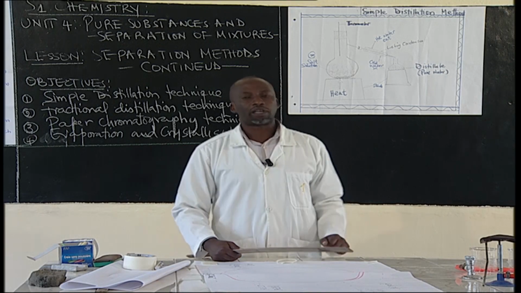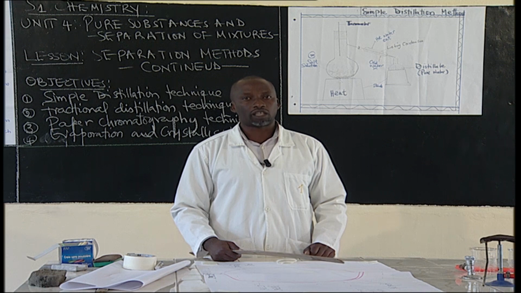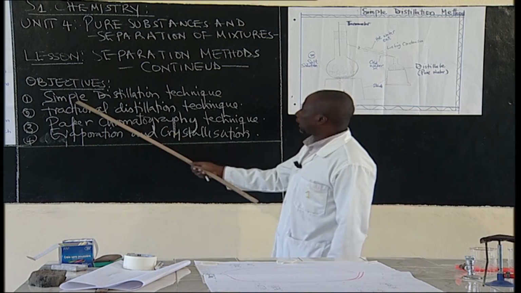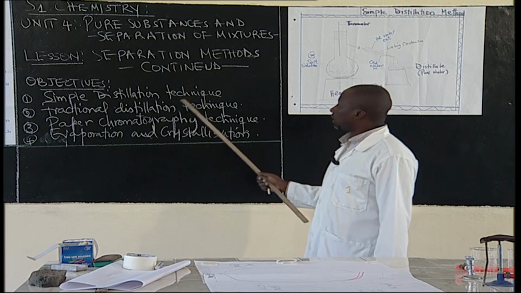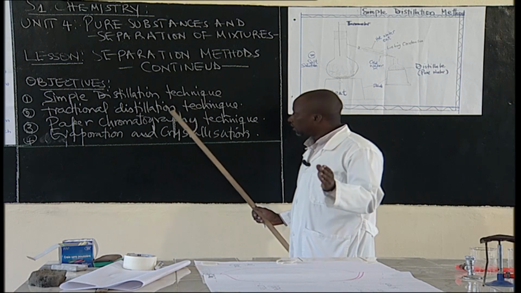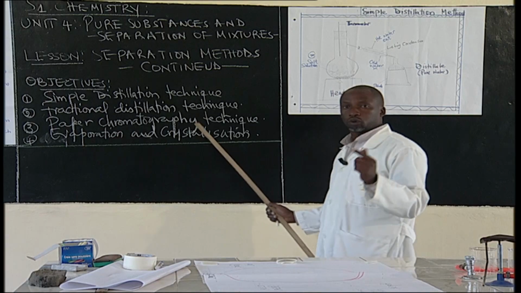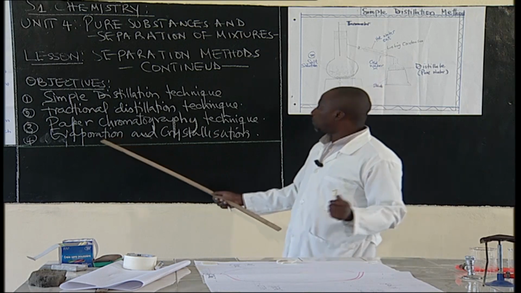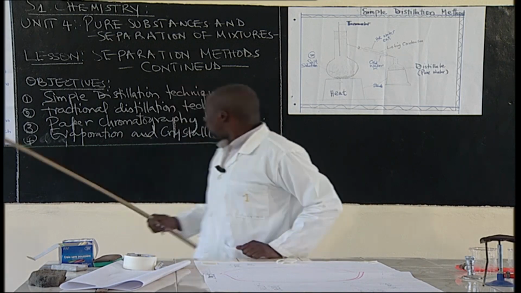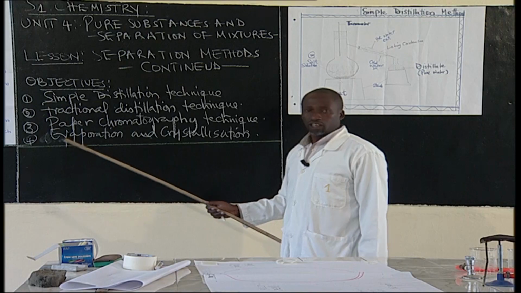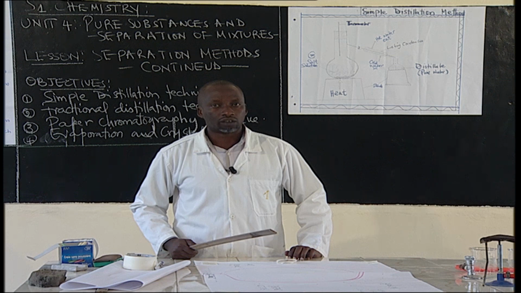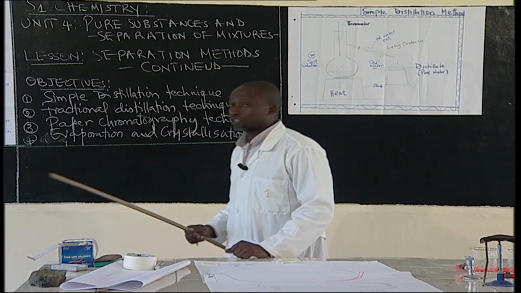I hope you still remember some of these methods that we looked at together in the previous lesson. Today, we'll be looking at other methods, that is the simple distillation technique. We'll look at the fractional distillation technique, then the paper chromatography technique, and then evaporation and crystallization if time allows. Before we look at simple distillation, let's first remind ourselves of what we looked at in the previous lesson, and we'll start with a simple exercise.